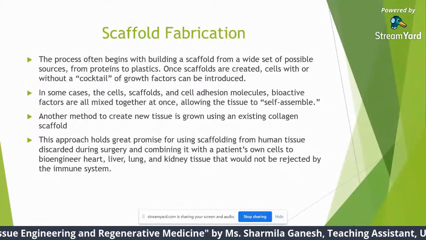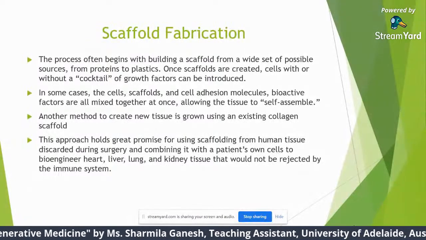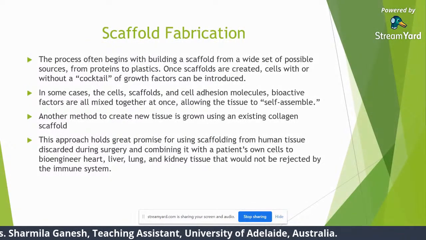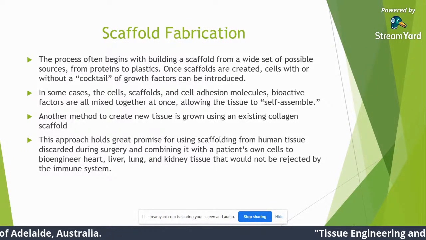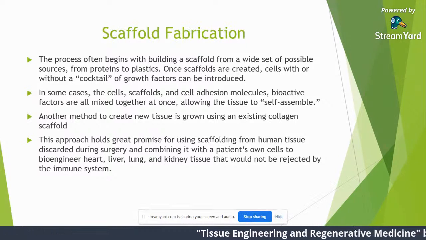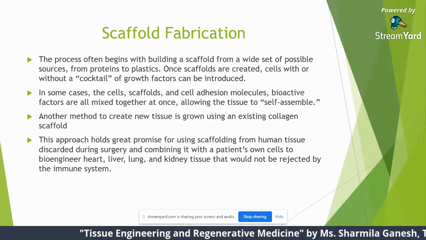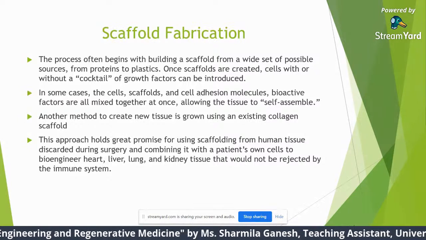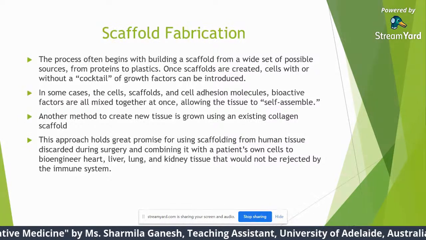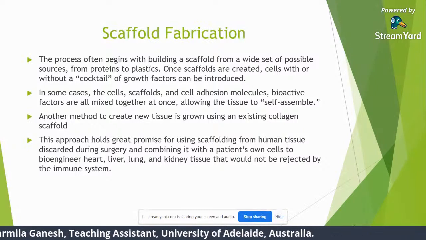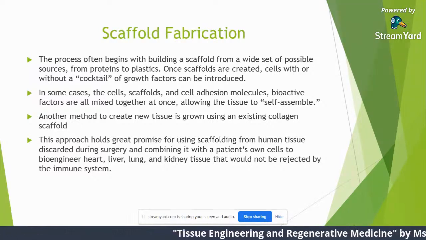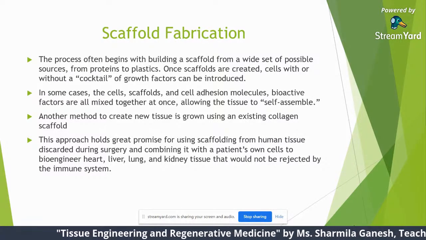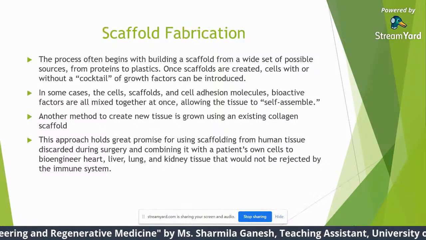Another method there is. We have an existing collagen scaffold in which the new tissues are created by stripping off human tissues which are thrown away after the surgery. This one tends to be the most promising method for using a scaffold for human tissue, where they can use the patient's own cells to bioengineer heart, liver, lung, and kidney tissue that would not be rejected by the immune system.